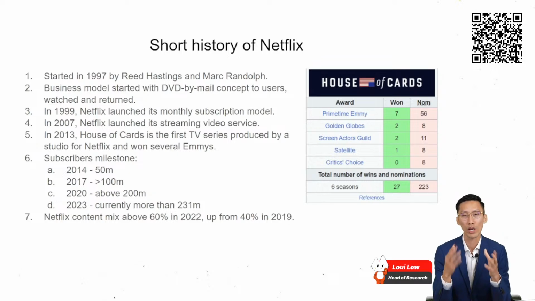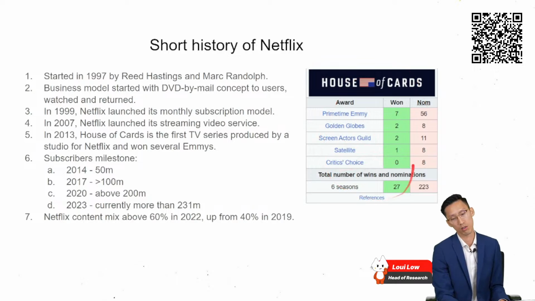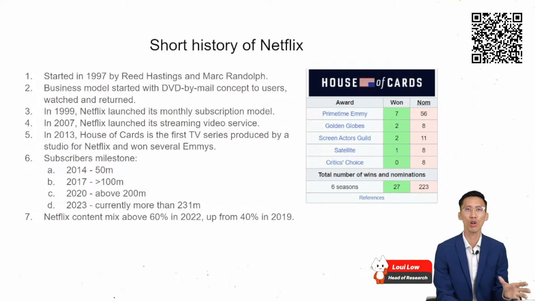And at a later stage, I know Netflix did House of Cards, which is the first TV series produced by the studio for Netflix, and they have won several Emmy awards. These are some of the awards they have won throughout the past few years, from 2013, all the 6 seasons, right? Year by year they are getting a lot more subscribers. This is very good marketing for Netflix itself.